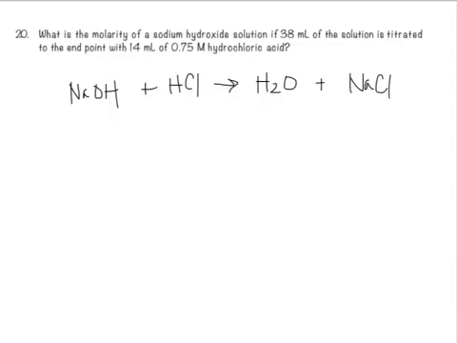Alright, so now what I need to do is calculate the number of moles of hydrochloric acid that I have, because you notice I have both the molarity and the volume, and so I'm going to use the formula molarity is moles of solute per liter of solution. So I'm going to substitute in my values, so 0.75 molar. And then I do not know the number of moles, I'm going to call that X.